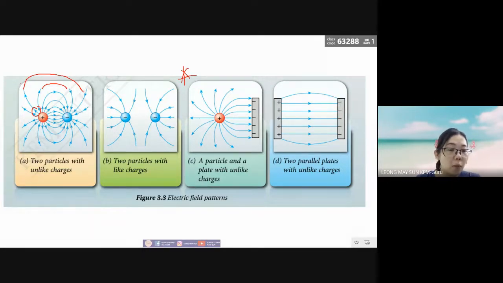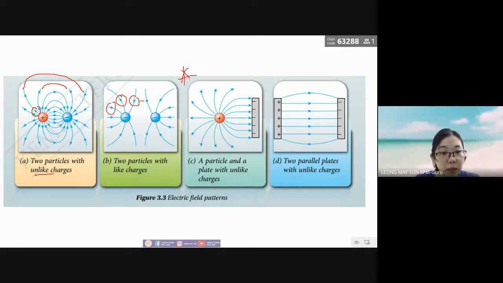We are also concerned whether the number of electric field lines coming out from positive is the same as the number of electric field lines entering the negative, if both charges are equal. So this is for unlike charges. The electric field lines go out from positive into the negative. If both of the charges are the same, either negative and negative or positive and positive, it will be this. If it's negative and negative, the electric field lines are entering.